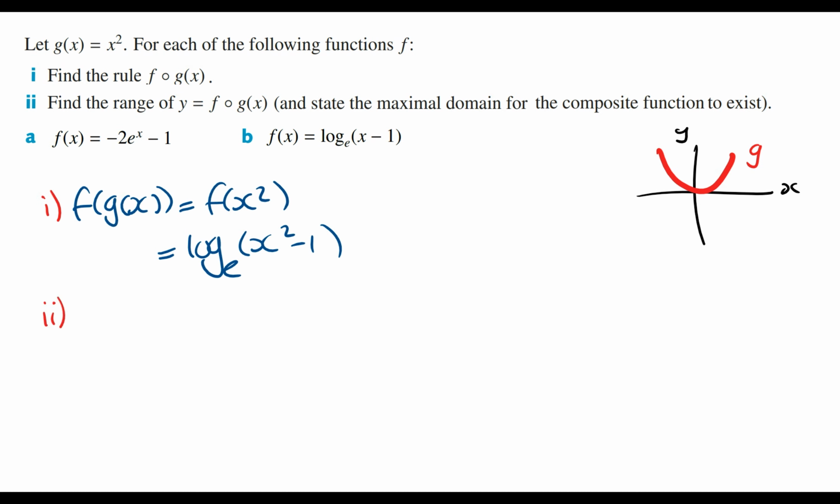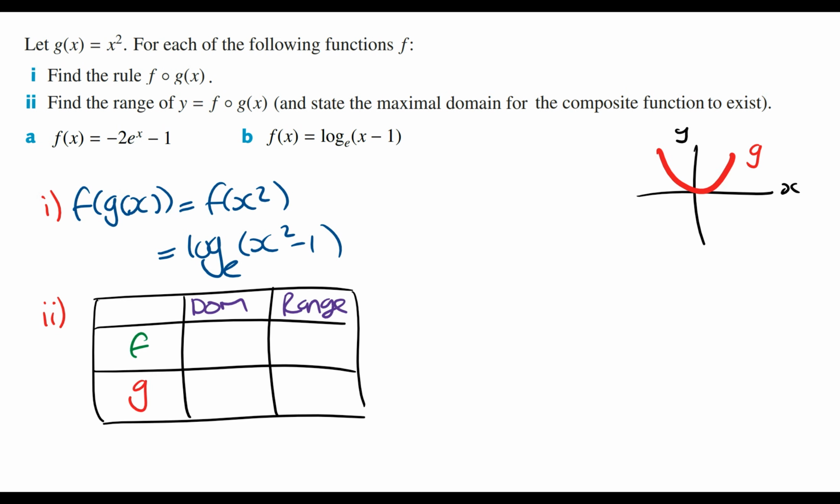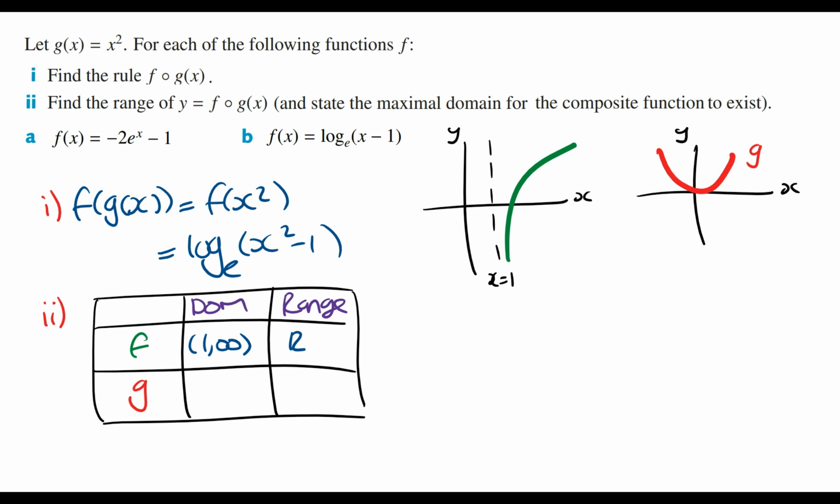Part 2. Just like before, we need to construct a domain and range table and fill in the rows. From part A, we already know that g of x is a basic parabola with a domain of R and the range from 0 to infinity. Sketching the graph of f of x, this is going to be a log function translated one unit to the right. Its domain is going to be from 1 to infinity, and its range is going to be all real numbers. And the domain for g of x is all real numbers, its range is from 0 to infinity.